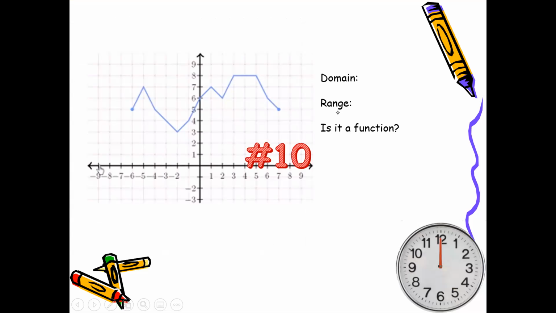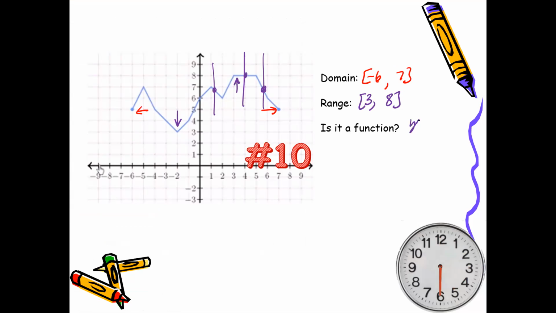Okay, this one's a little weird, okay? Domain is how far to the left do you go? Looks like 7. How far to the left do you go? -6, okay? Pretty easy after a while. And then take a look over here. How far up are you at? It is at 8, so close parenthesis or bracket. And then how far low do you get to? 3. And that's it. Is it a function? I think so. Anytime I draw a straight line here, it only touches this once. So I'm just gonna put yup, it's a function.